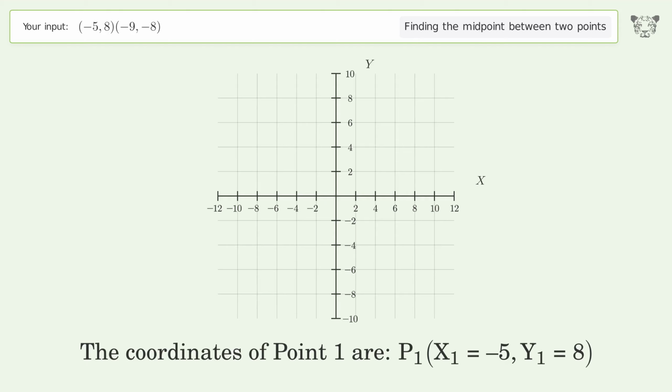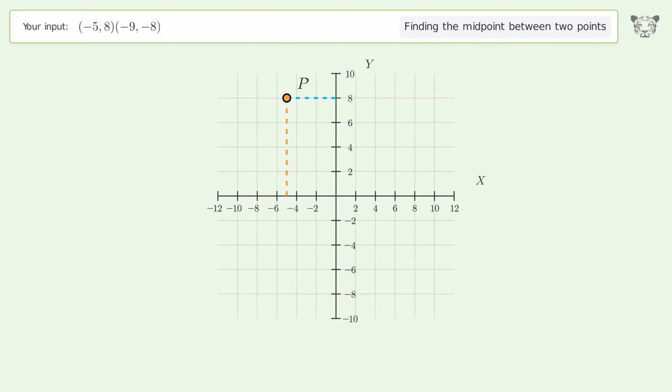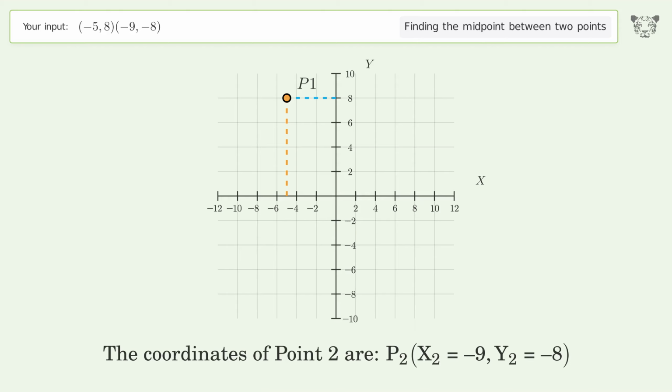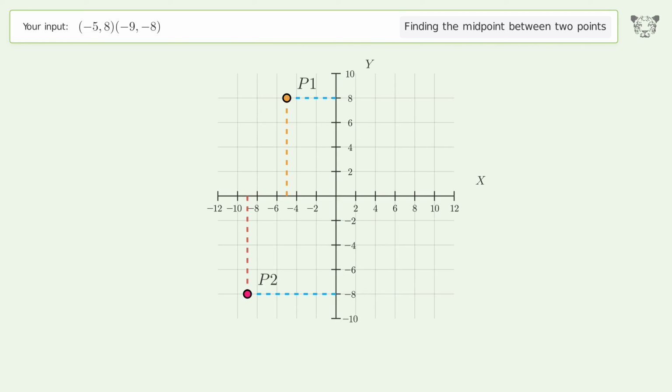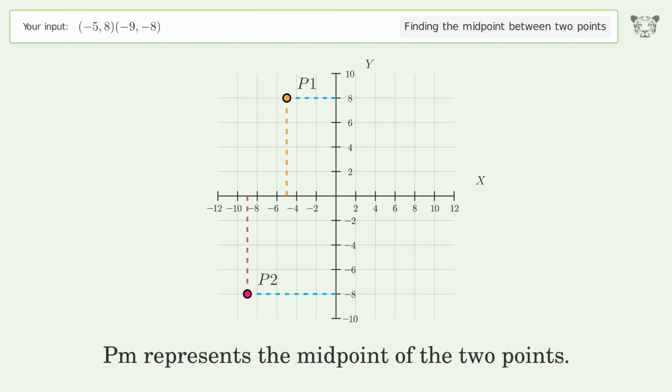The coordinates of point 1 are, x1 equals -5, y1 equals 8. The coordinates of point 2 are, x2 equals -9, y2 equals -8. PM represents the midpoint of the 2 points.